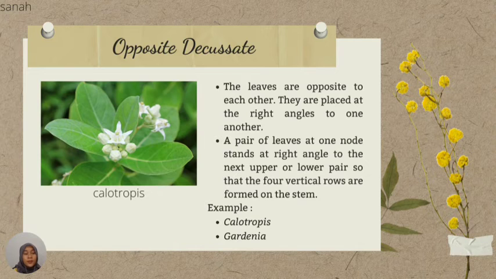The first type of opposite phyllotaxy is opposite decussate. In this arrangement, the leaves are opposite to each other. They are placed at right angles to one another. A pair of leaves at one node stands at a right angle to the next upper or lower pair, so that four vertical rows are formed on the stem. As we can see from the picture, if we look from above, we can see four vertical rows of leaves. The examples for opposite decussate are Calotropis and Gardenia.